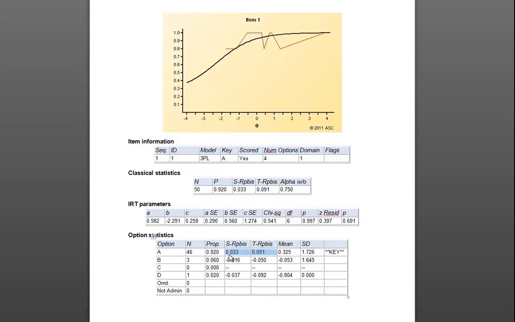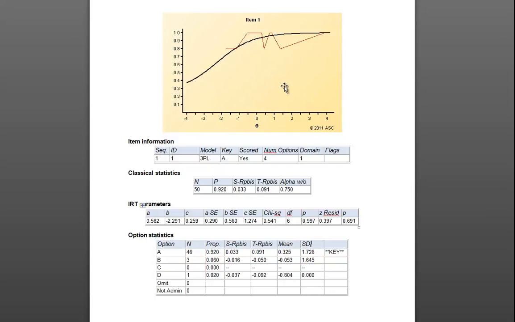Typically, what you want to see is that the RP-BIS for the correct answer is positive and negative for the incorrect answers. Then we also provide the mean theta of the students that chose each answer and the standard deviation of theta of the students that chose each answer.